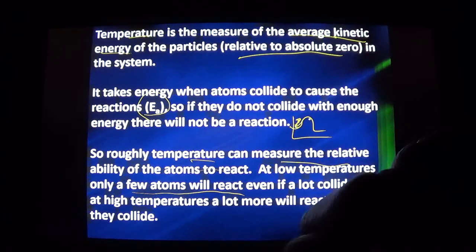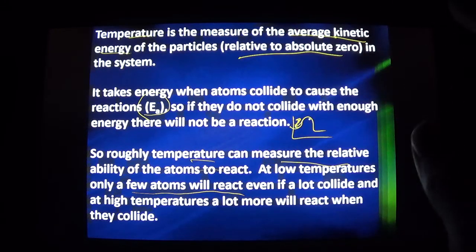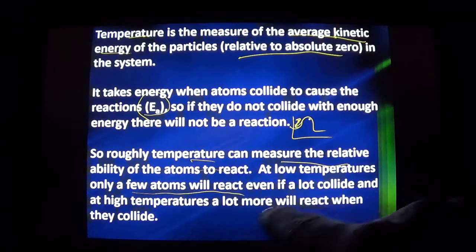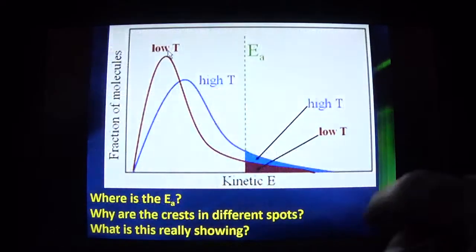And at higher temperatures, of course, we'll have a lot more reactions occurring successfully, a lot more molecule collisions getting over that bump, regardless of how many of them actually are reacting. More of them will be successful.